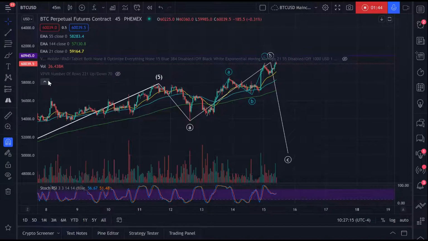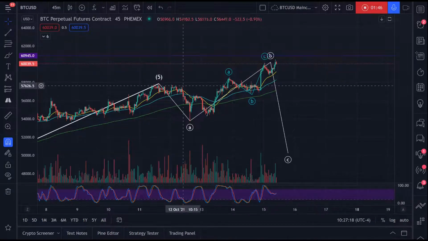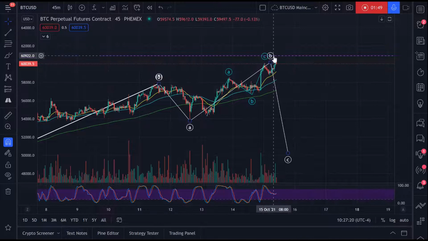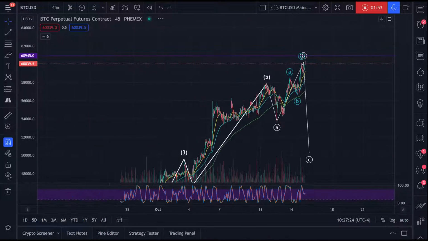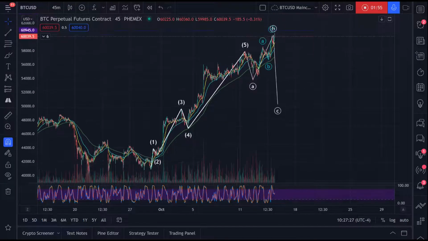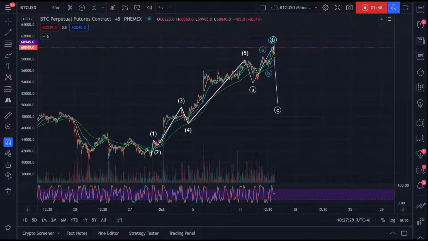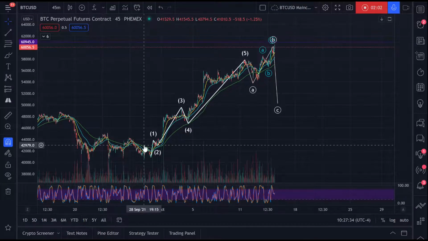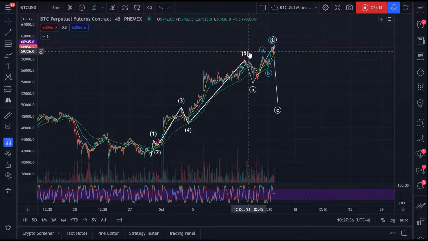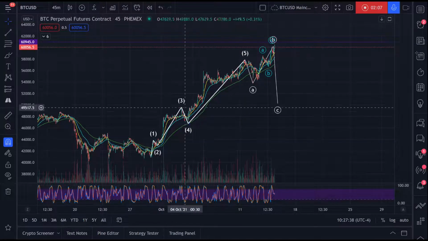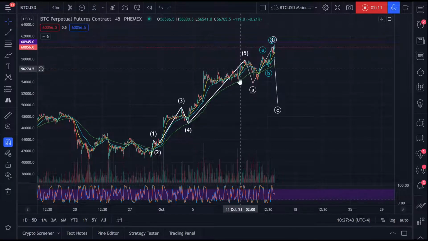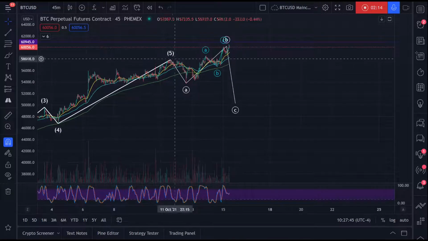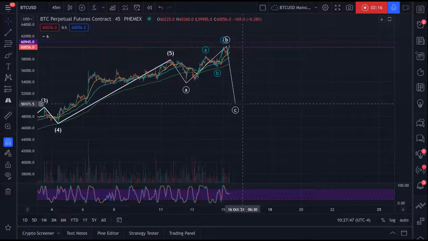Okay, anyway, how did we know that? We drew out ABC, an ABC correction. We know that everything corrects with an ABC pattern. That is fundamental or basic Elliott wave theory. And after our 5 waves up, 1, 2, 3, 4, 5, we had trouble counting this, but finally we think we got a count that we liked with an extended 5th wave, okay? And then we get our ABC correction, okay?